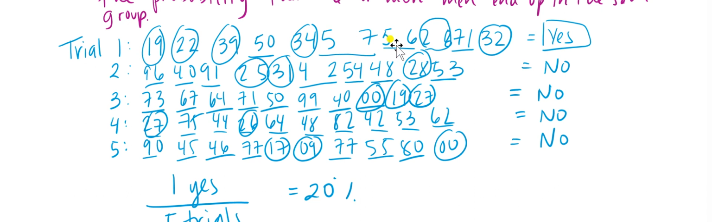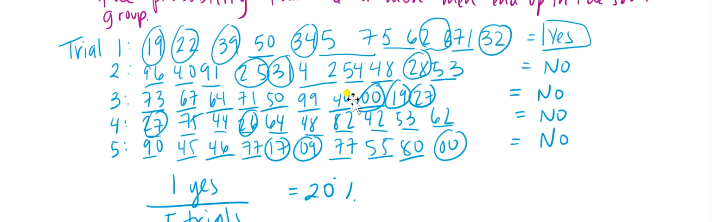57 is a woman, 56 is a woman, 28 is a man, 71 is a woman, and 32 is a man. So in this case, I chose 10 total numbers, 1, 2, 3, 4, 5, 6, 7, 8, 9, 10. And out of 10, there were 6 that counted as males because they were between 0 and 39. So my first trial, I actually am going to record a yes. Then I'm going to go through and continue looking at the random number table.